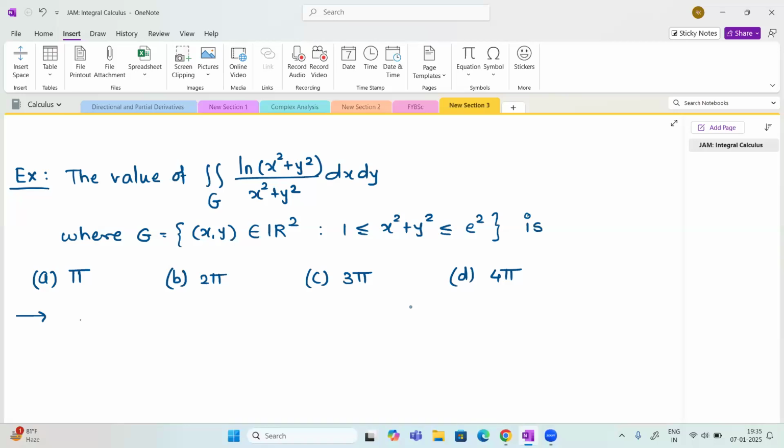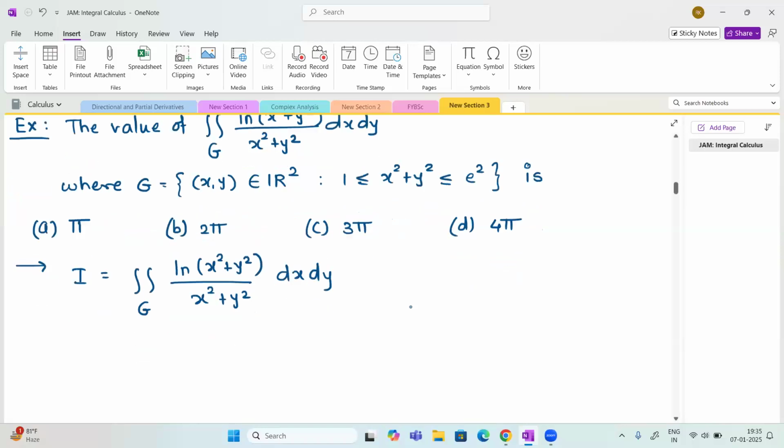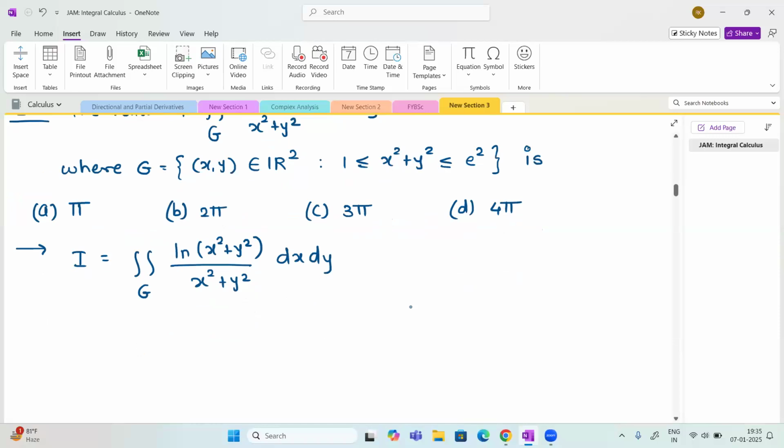So what we have, I is equal to the double integral over the region of ln of x square plus y square upon x square plus y square dx dy. In this problem also, we are facing the same problem. They have not given the limits. They have mentioned the region. With the help of that, I will find the limits first and easily get the answer. So can anyone tell me how to find the limits? What will be the region?